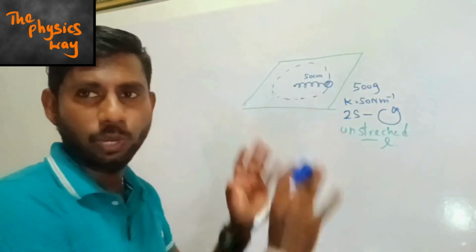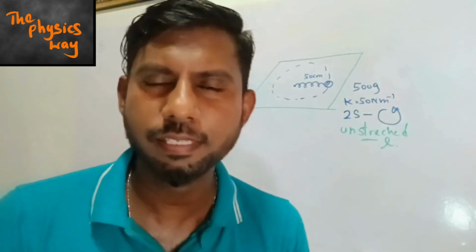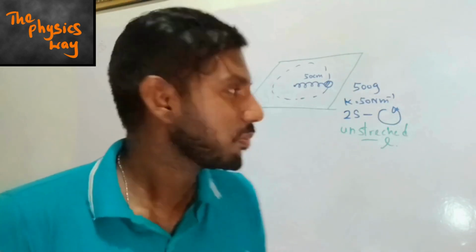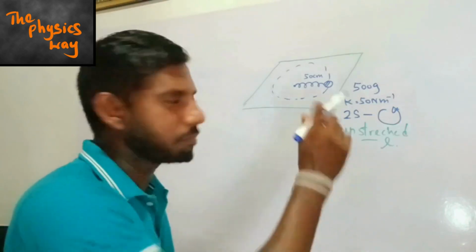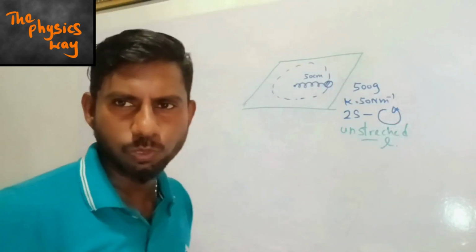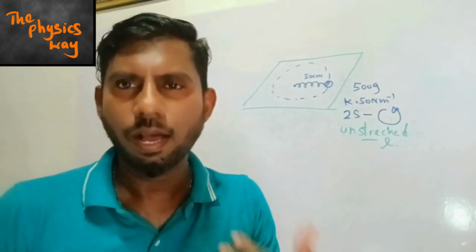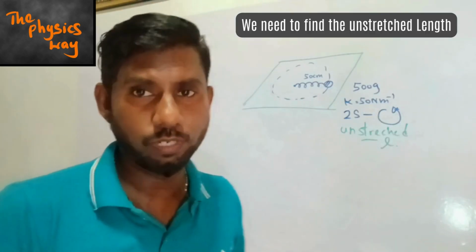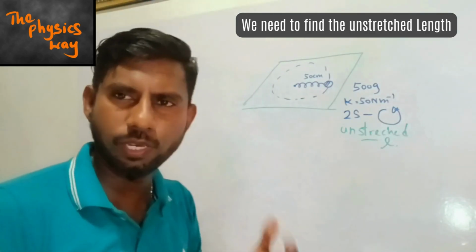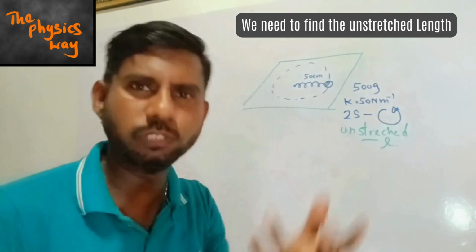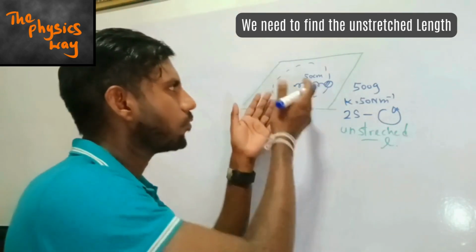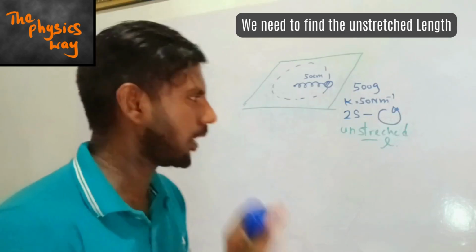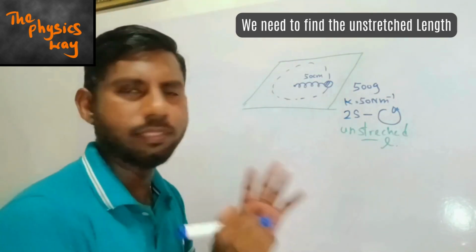Right. Let's look at the data given. First thing, they are giving us this distance, 50 centimeters. They are asking us the unstretched length. So what we have to do is find the stretched length, right? If you could find the stretched length, then we can find the unstretched length, right? So I'm starting the question from here.